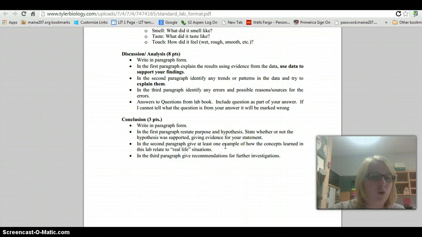Second paragraph, see, it's quick, a couple sentences. I don't need to have a book. The second paragraph should have 1 example about how the concepts learned relate to real life. How does this relate to real life? And the third paragraph, I want to see some recommendations for more investigation. So hopefully this inquiry has caused you to think about other things. And what are some other things that you could further investigate regarding this topic?